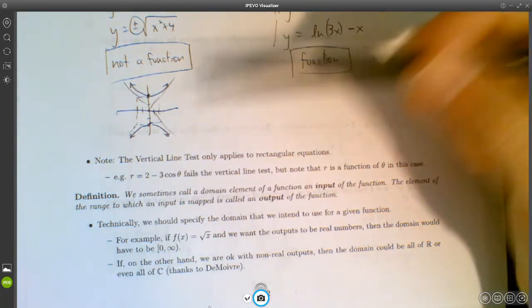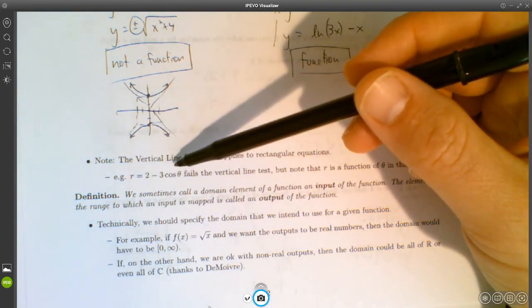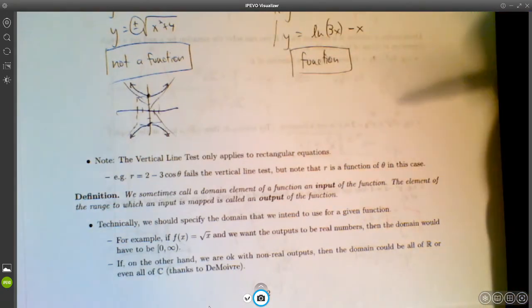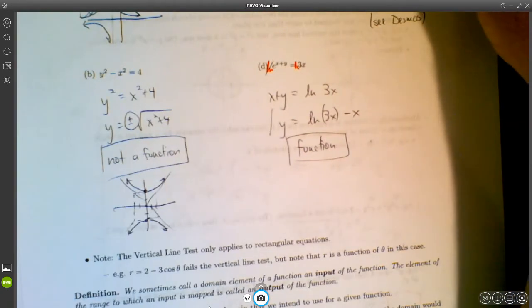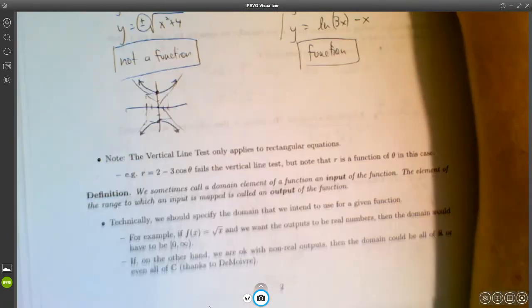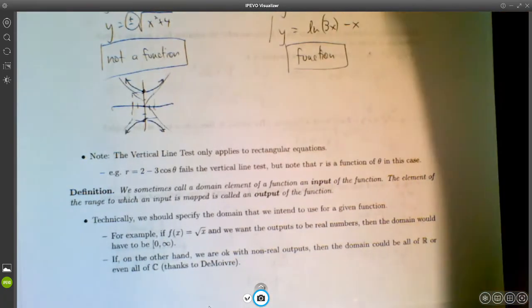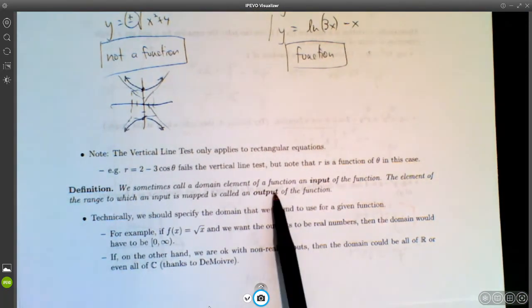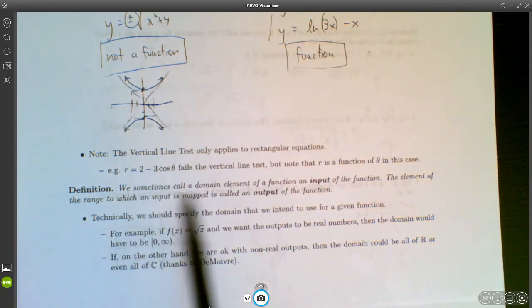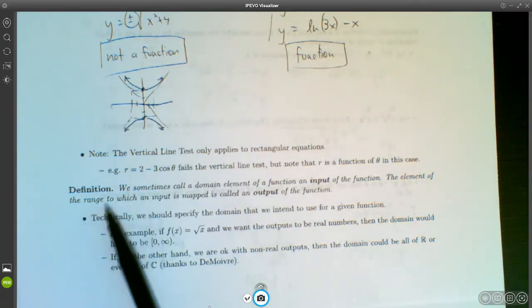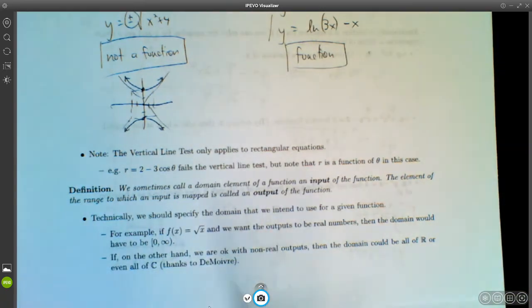What does still apply is that a function is something where you get only one output for each input, right? That's why we defined functions the way that we did on page one. Okay, I'm defining these words now. I should have defined them earlier, I guess, because I've been using them all this time. But we sometimes call a domain element of a function an input, and then the element of the range to which an input is mapped is called an output, right?